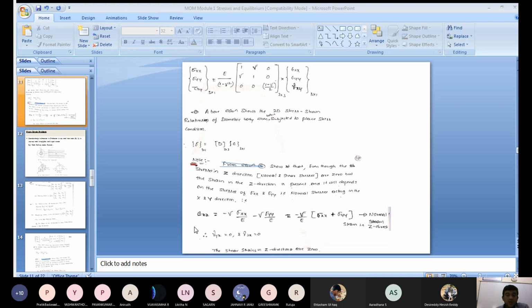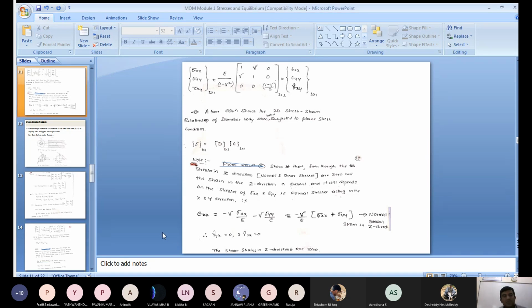Suppose the stress in the z direction is 0 in plane stress. What happens to the strain in the z direction? A normal strain exists. The normal strain exists in terms of the summation of the normal stresses and the material property. The shear strains are 0. In the plane stress problem, the stress in the z direction, the thickness direction, is 0. But what about the strain in the thickness direction? The normal strain exists, but the shear strains are 0.